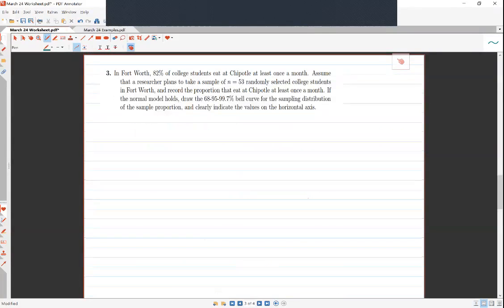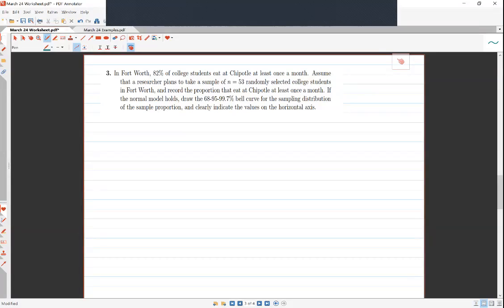Okay, let's look at example 3 here. So in Fort Worth, 82% of college students eat at Chipotle at least once a month. Assume that a researcher plans to take a sample of 53 randomly selected college students in Fort Worth and record the proportion that eat at Chipotle at least once a month. And we want to construct the same bell curve.